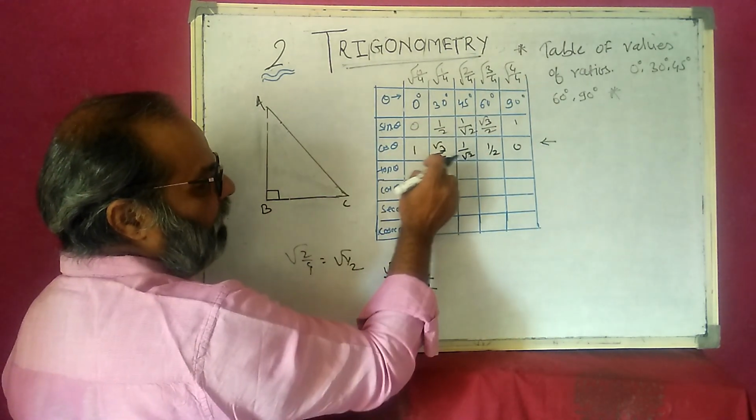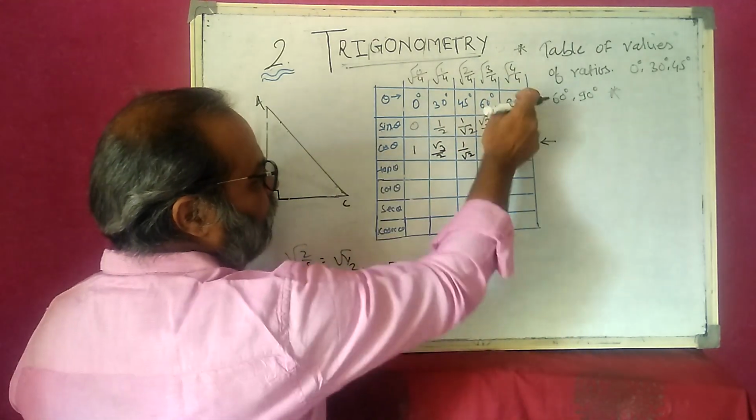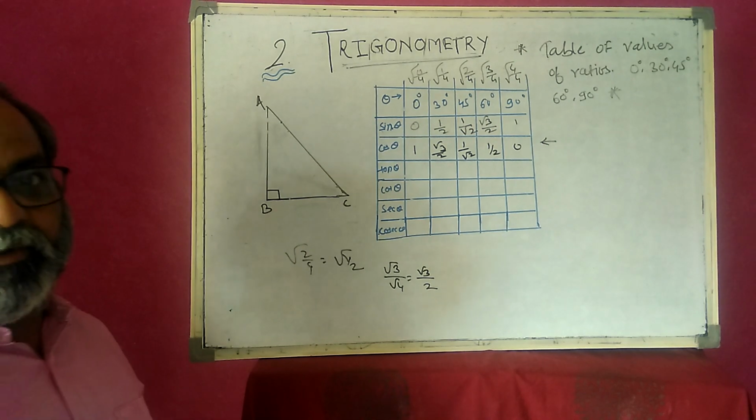Cos 30 is root 3 by 2. Cos 45 is 1 by root 2. Cos 60 is 1 by 2. Cos 90 is 0.